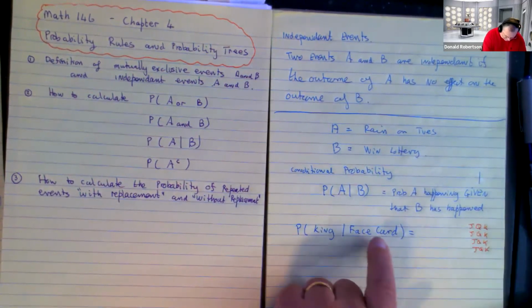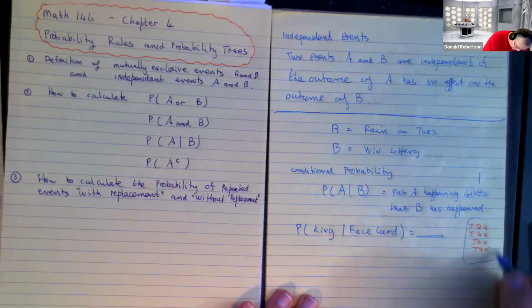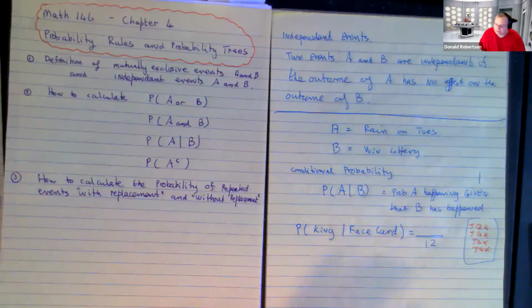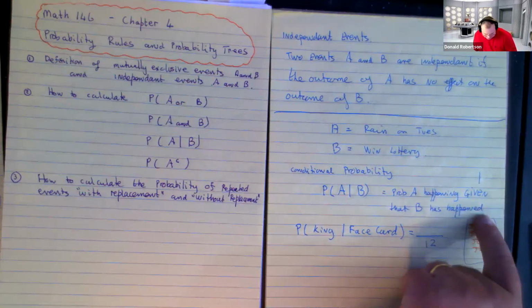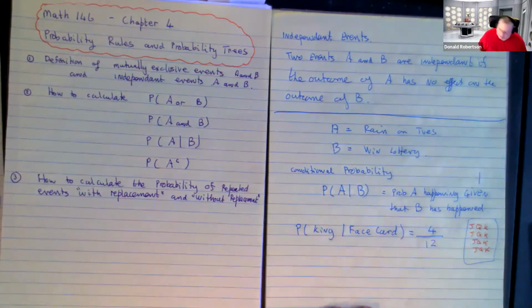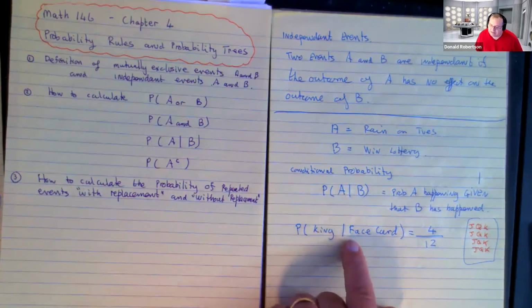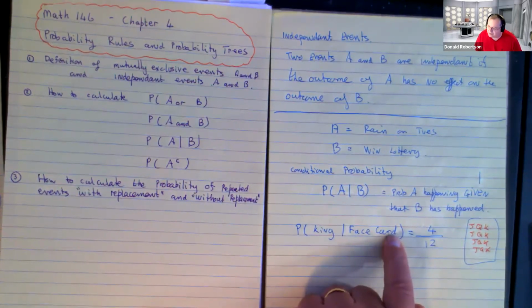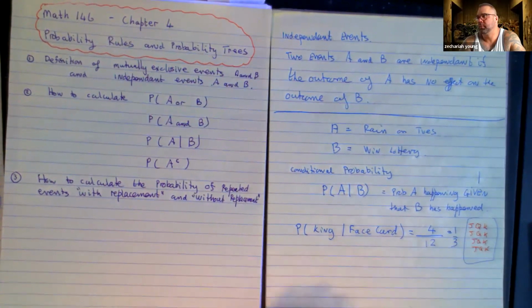So this is how you calculate this. If I tell you it's a face card, that means there's only 12 cards that it could have been, right? Now, what's the probability it's a king? Well, out of all those 12 cards, would you agree that 4 of them are a king? So the conditional probability that you get a king, given that you know that it's definitely a face card, is 4 out of 12, which would simplify to a third.